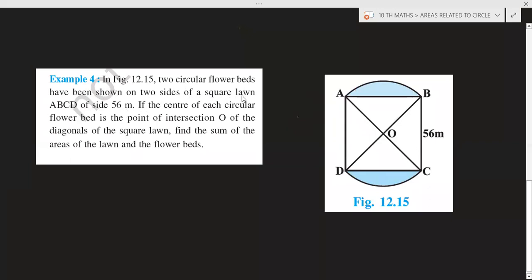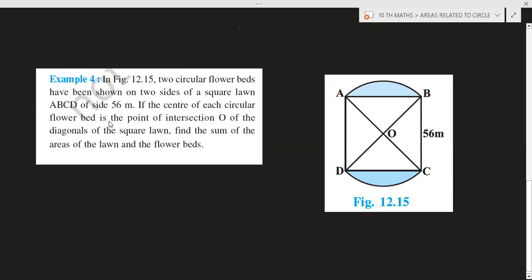Square lawn ABCD of side 56 centimeters. So this is a square. This ABCD is not a rectangle. This is a square. It is given in the question, and this has a side of 56 centimeters. So if this BC is 56 centimeters, this CD will also be 56, AD will also be 56, AB will also be 56 centimeters.